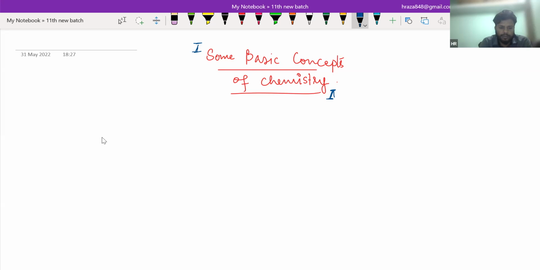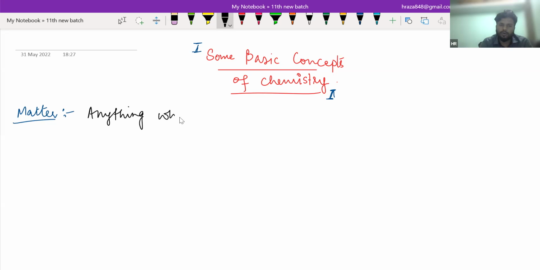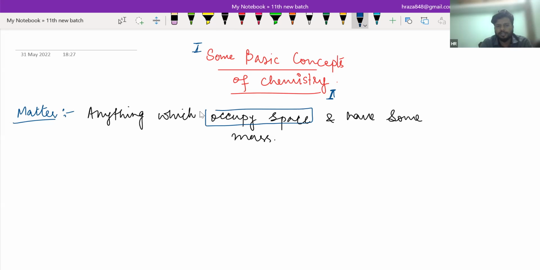We will start with matter. In class 9th, we have already seen the definition of matter. What is matter? Anything which occupies a space and has some mass is called matter. That means anything which occupies some space, that means it has some volume, and has some mass, is called matter. Is that clear, everyone?